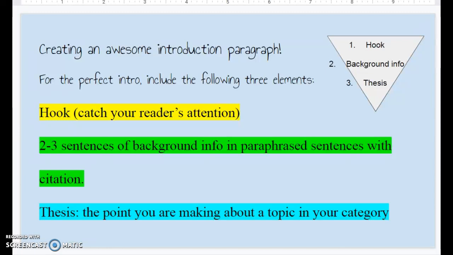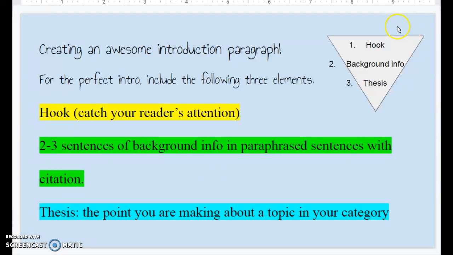Okay, so you'll still have the same three elements: the hook, meant to catch your reader's attention, 2 to 3 sentences of background info, and paraphrase sentences with citation. Here, the citation will be important because you'll be drawing all your information from your sources, not from your own background knowledge. So we'll include citation there, and in-text citation is going to be something that we talk about a little bit later. And then your thesis statement, the point that you're making about the topic in your category.